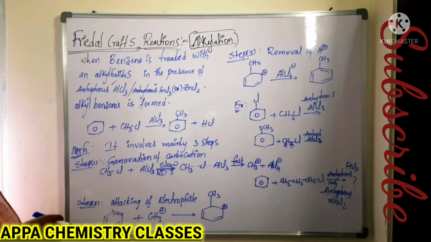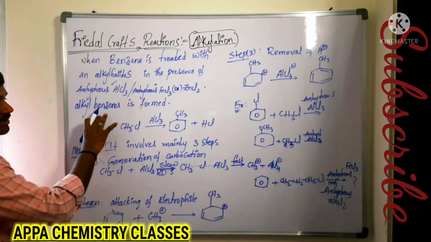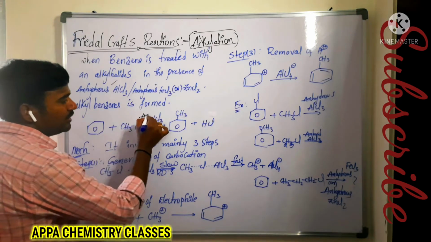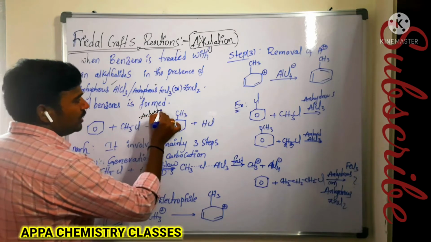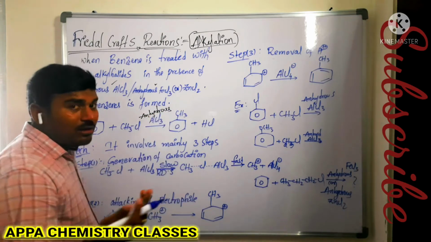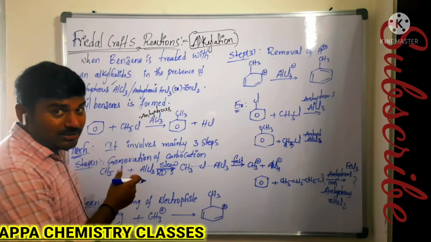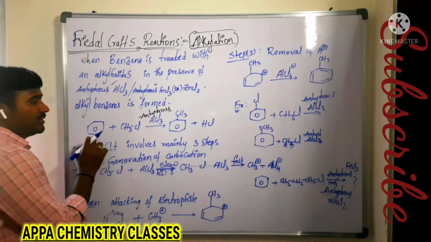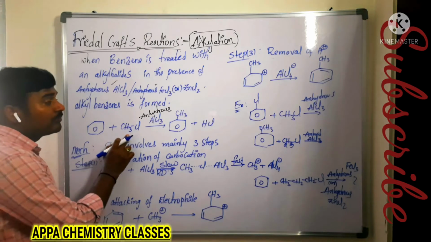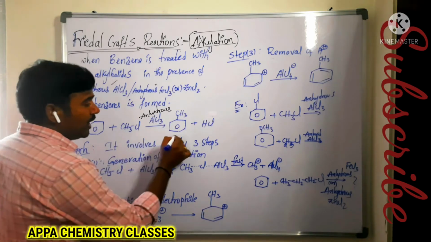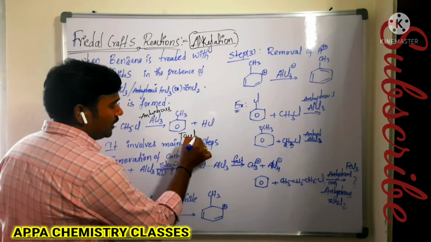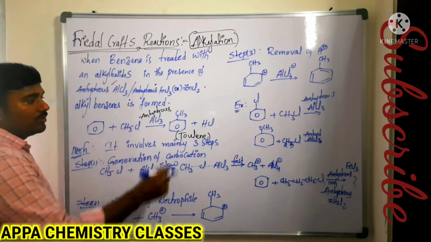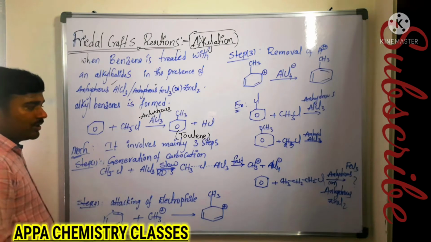Now in this case what happens? You see, this is benzene when reacted with methyl chloride in presence of anhydrous aluminum chloride. Why do we have to take anhydrous only? I will explain while explaining the mechanism. Now when benzene reacts with methyl chloride, we are getting methyl benzene, also called toluene, plus HCl as the byproduct.